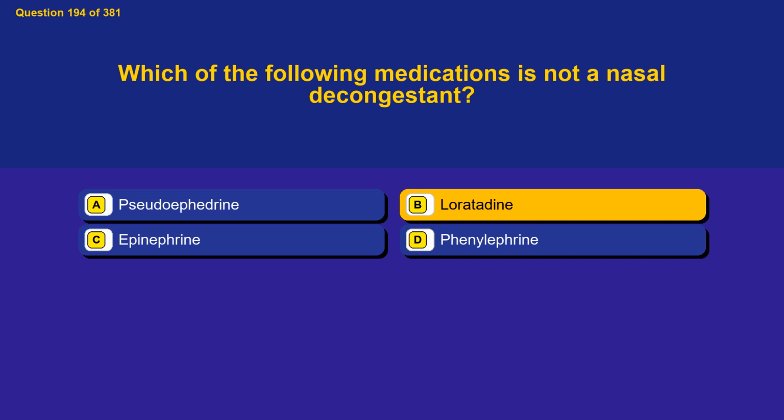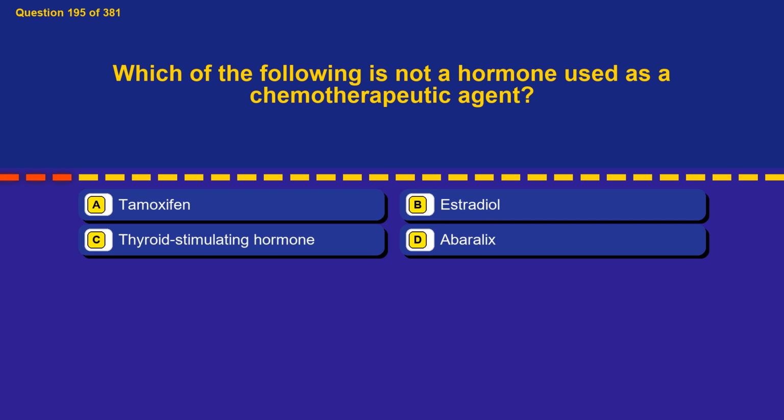The correct answer is option B, loratadine. Question 195. Which of the following is not a hormone used as a chemotherapeutic agent? Option A, tamoxifen. Option B, estradiol. Option C, thyroid stimulating hormone. Option D, abaralex.